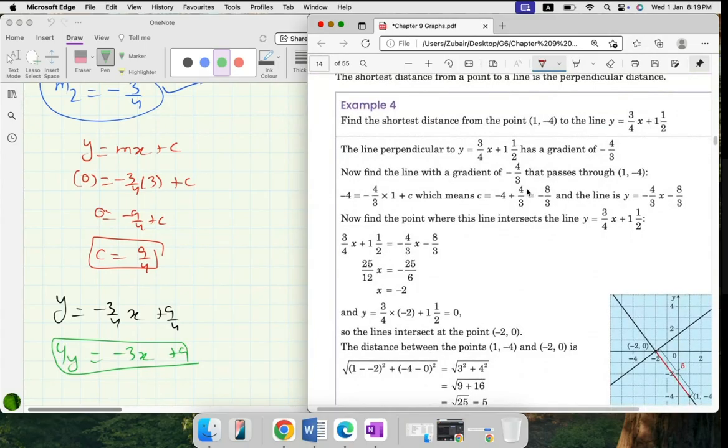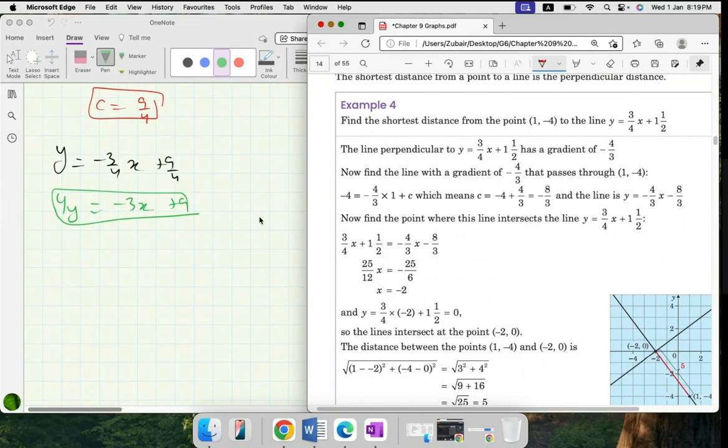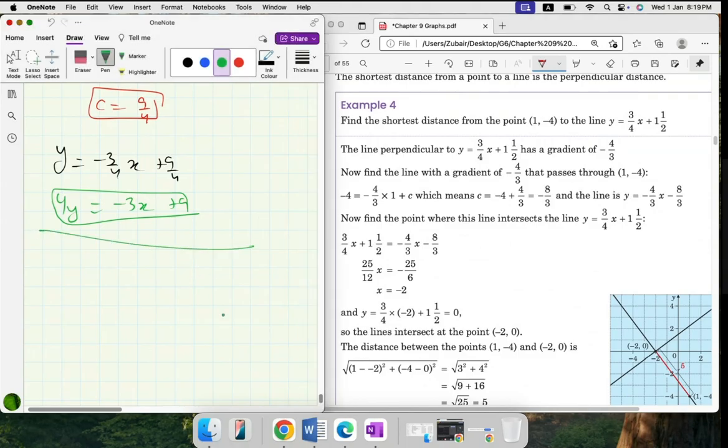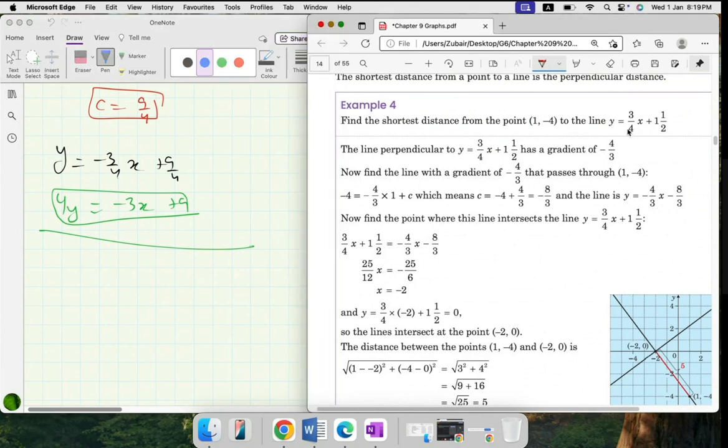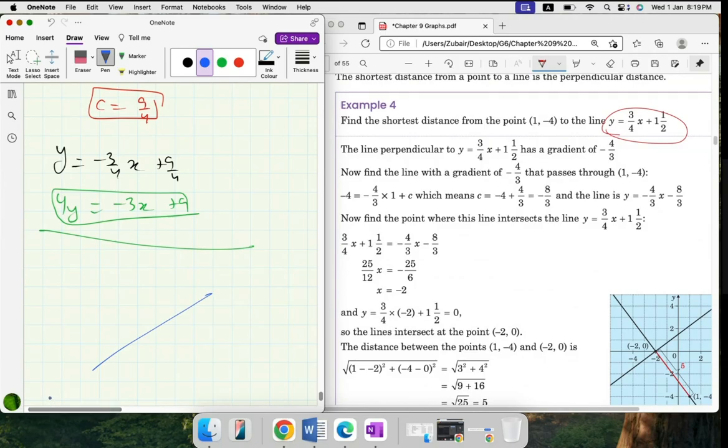And what is this? Shortest distance, okay. So the first line is given and the point is given. You would try to understand the scenario. Let's say y is equal to 3/4 x plus 1 1/2. Let's say this is the line, and at any random place, this is the point (1, -4). So find the shortest distance.